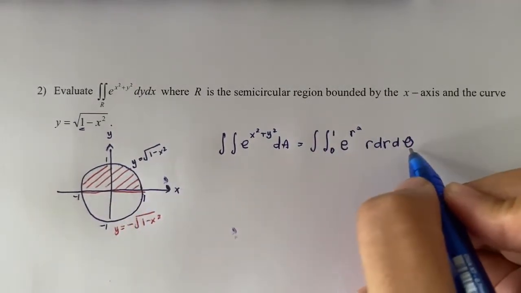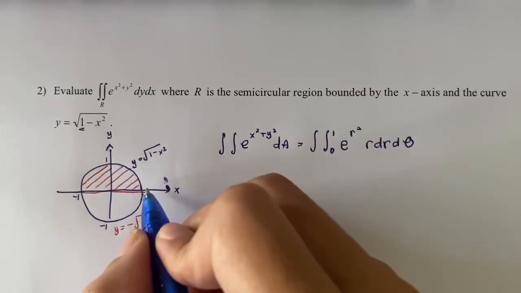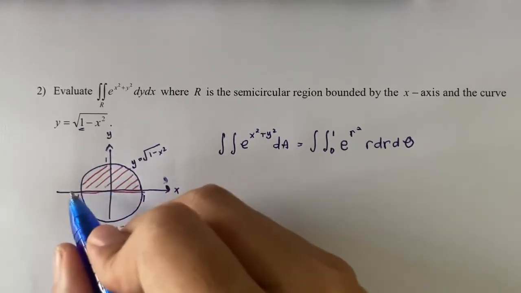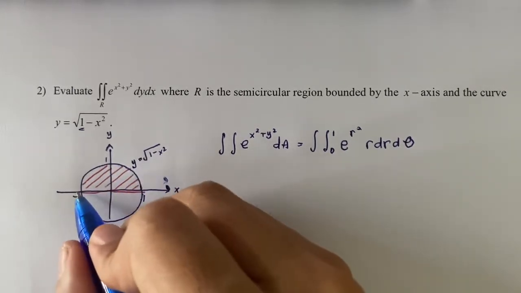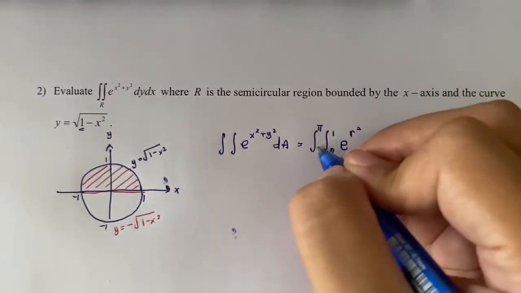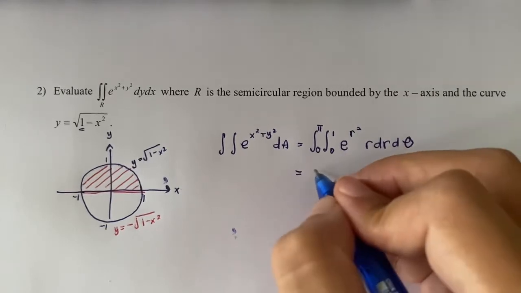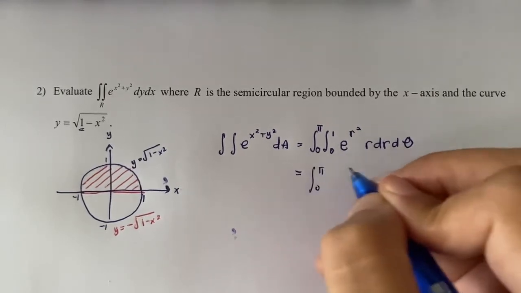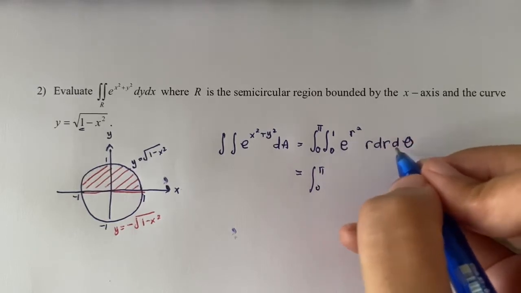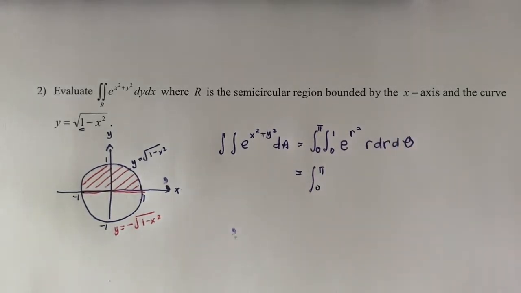And then for theta, a quarter is pi over 2. And then if you have a semicircle, this is pi. The whole circle is equal to 2 pi. So here you have 0 to pi. Integrate e to the r squared r dr d theta. Use substitution, integration by substitution.